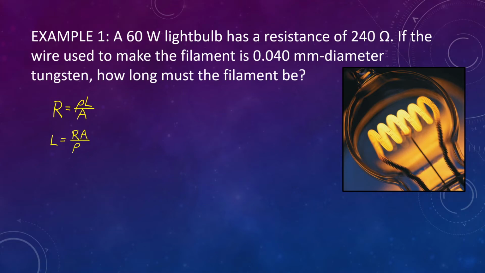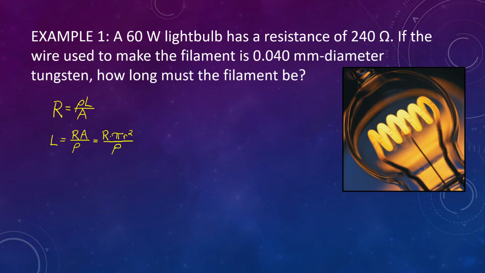Now note, we are given the resistance and we're given the diameter, but we're not necessarily given the cross-section area. So I'm going to just go ahead and plug that straight into my equation. We can say it's resistance times the area, which would be pi r squared.